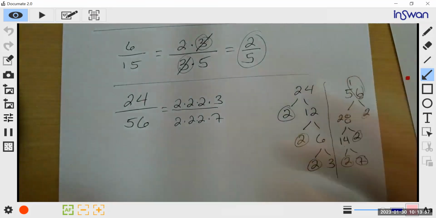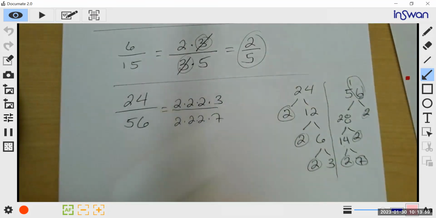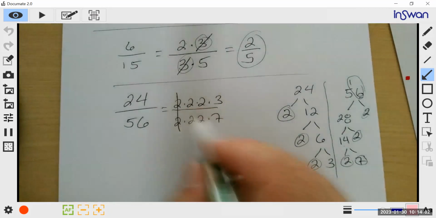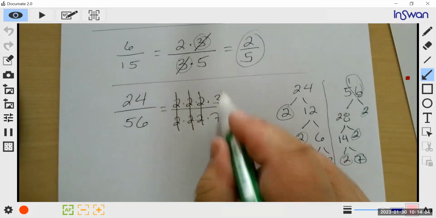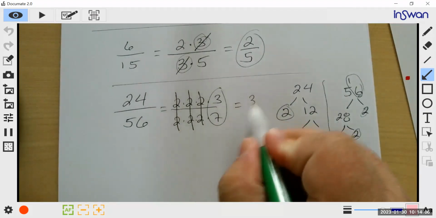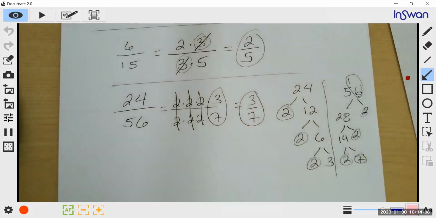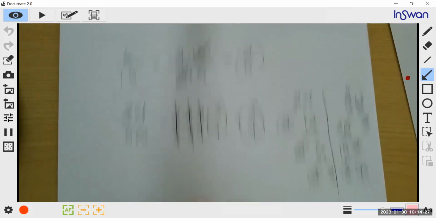So once we prime factorize it, we simplify as far as they can go. We just cancel anything the same on top and bottom. So our final answer is 3 over 7. That's the reason we learn how to prime factorize numbers, to simplify fractions. Pretty good. Let's try this number up here.